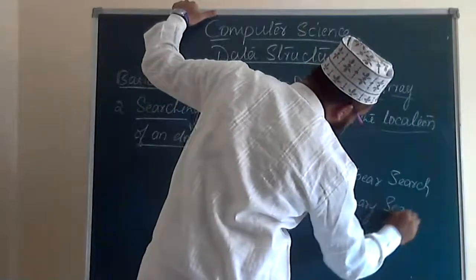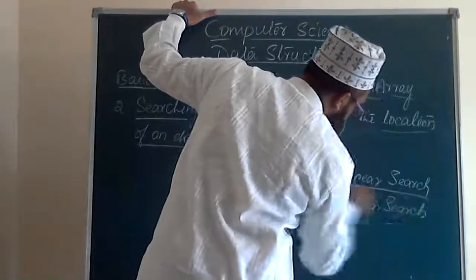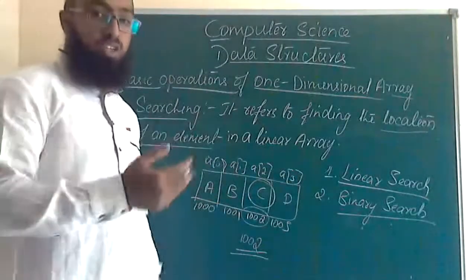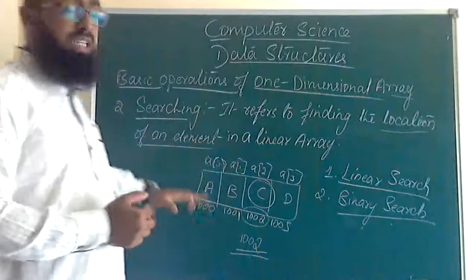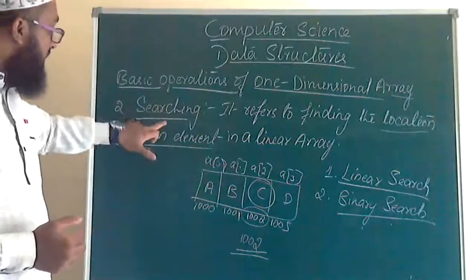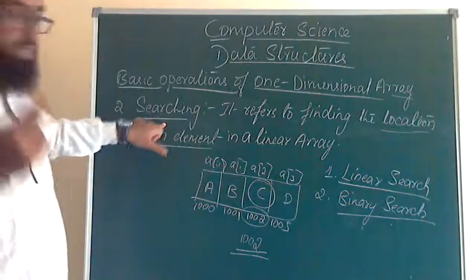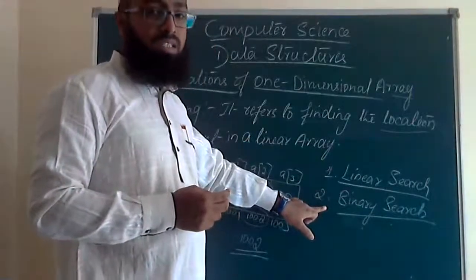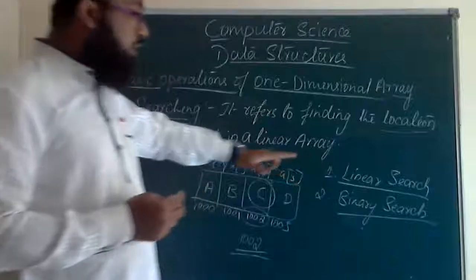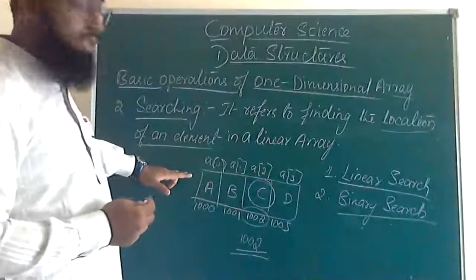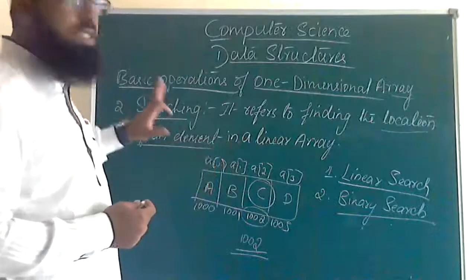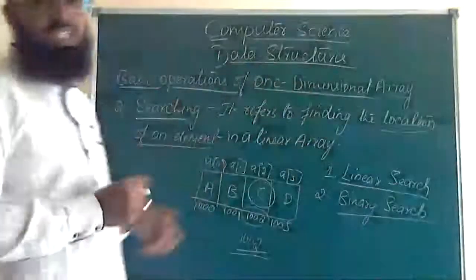Linear search and binary search. These are the two important types of searching included in your syllabus. Searching has two types: one is linear searching, another one is binary searching. So now you are clear about this, that to find the location of any element in a linear array, we will use searching.